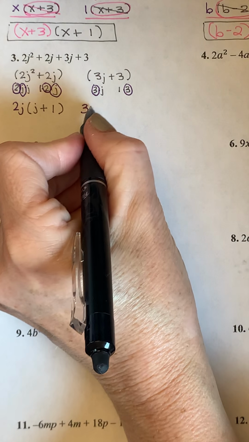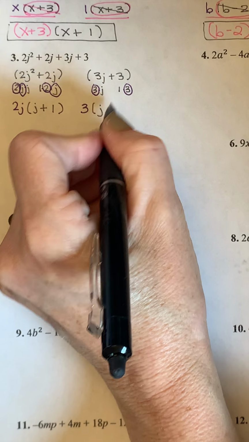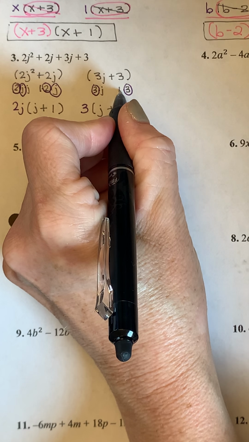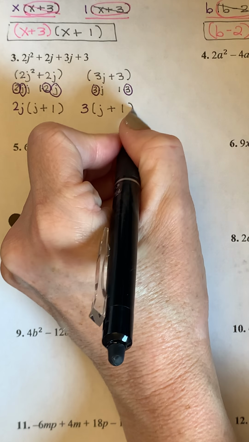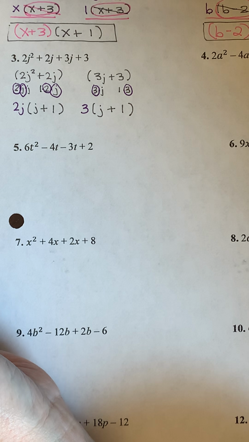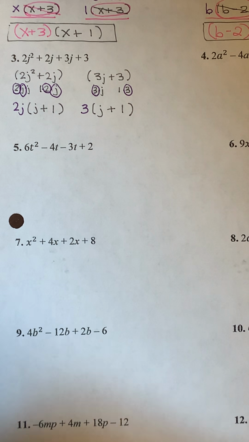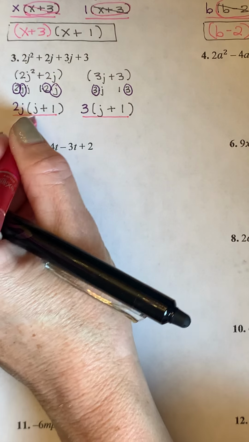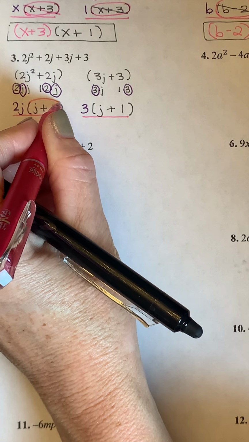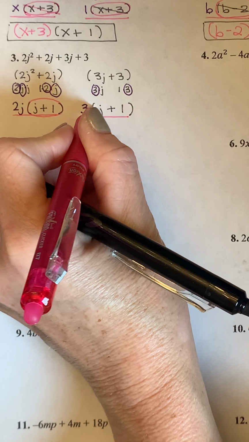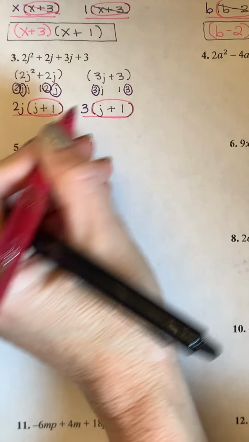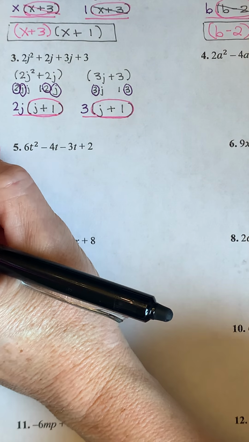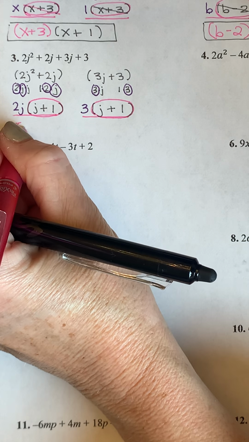And then what's left in the first term is a j. What's left in the second term, that understood 1 is right there. Okay, when you get to this point, you look at these 2, and your binomial should be the same. They both have a binomial of j plus 1. So I can factor out the binomial j plus 1.